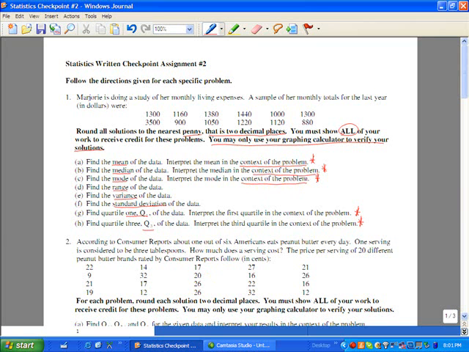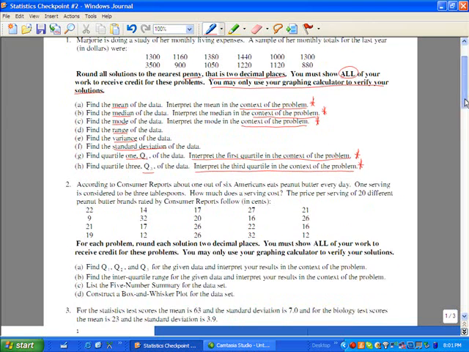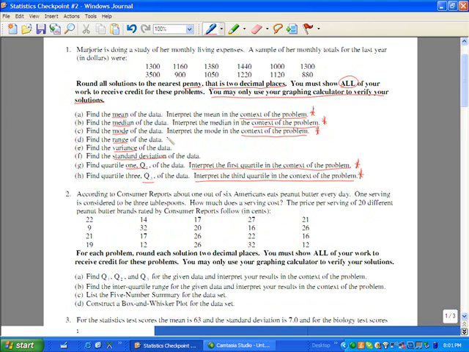You should be referring to Marjorie and her monthly living expenses every time you interpret these. Look at the examples on Blackboard for examples in the interpretation for these types of data values, the mean, the median, the mode, and so on. Notice that you do not have to give an interpretation for the range, the variance, or the standard deviation.